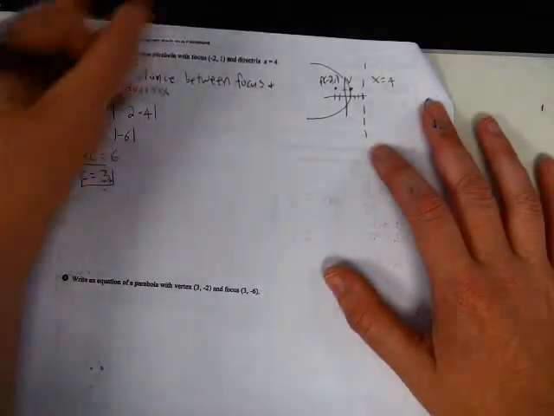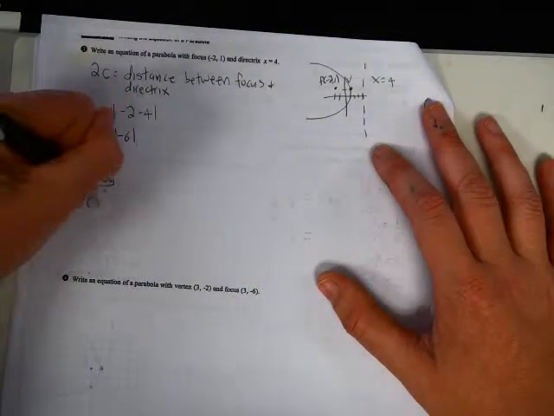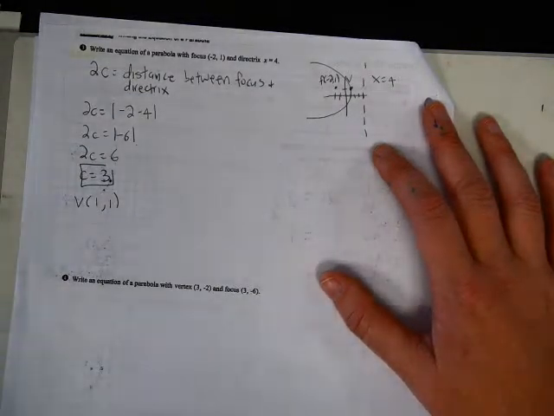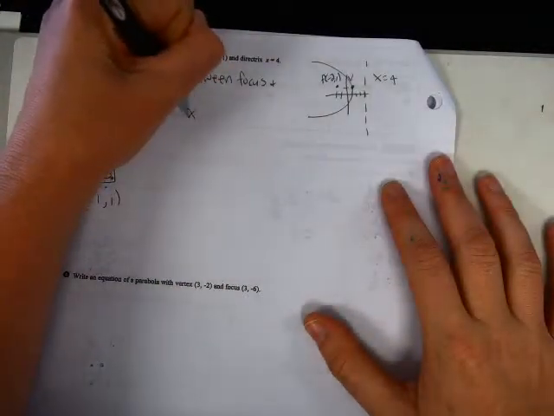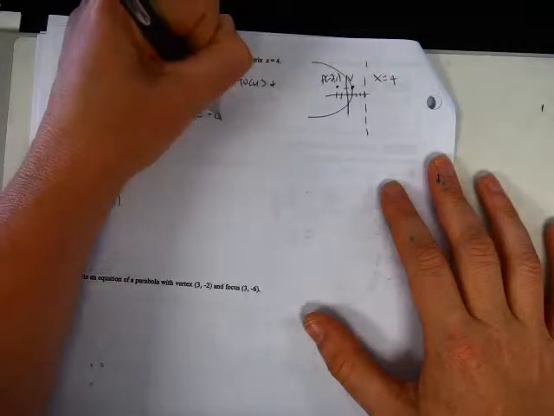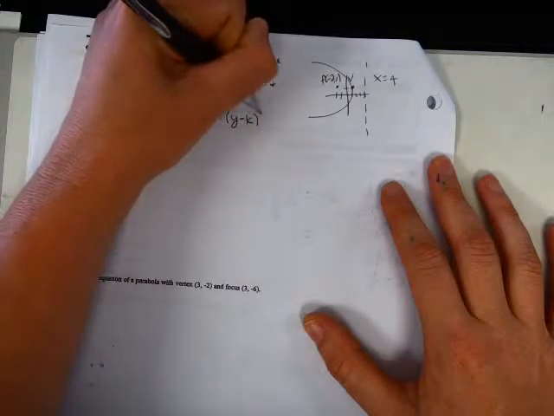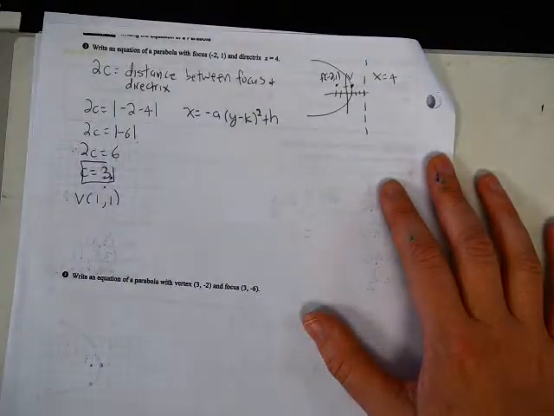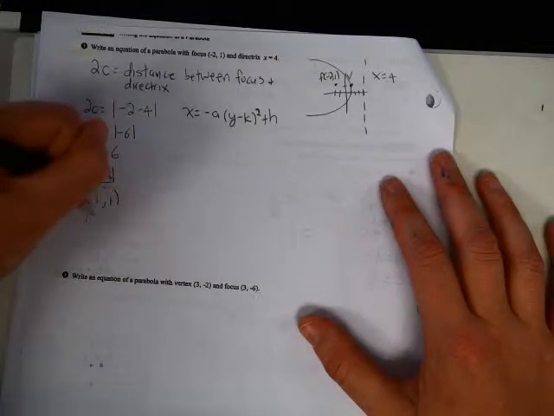So my vertex is at 1, 1, and the form I'm looking for, opening to the left, is going to be x equals -a (y minus k) squared plus h. So I know that my h and k are 1, 1.